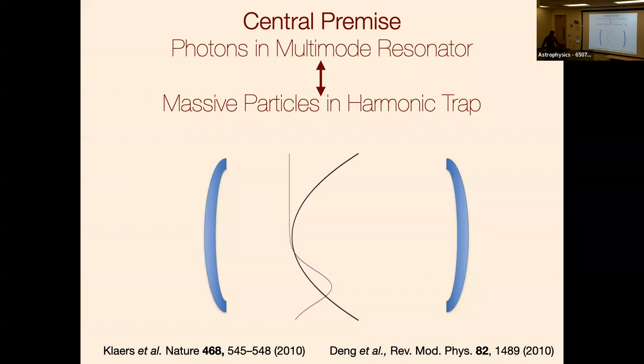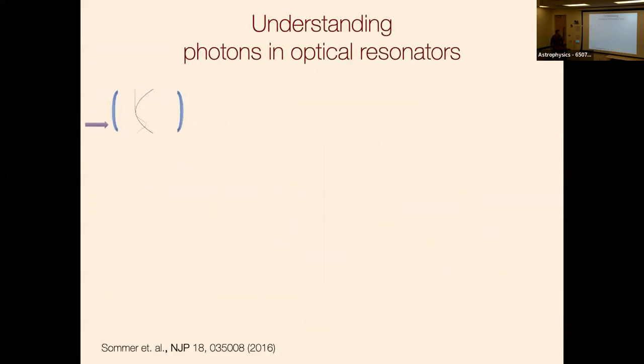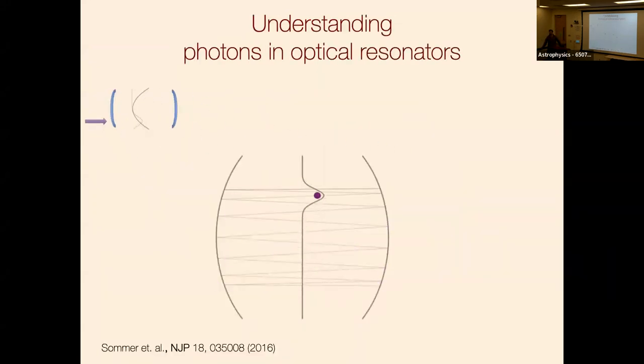The analogy here is if I send light into my cavity away from the cavity axis, this is an artist's rendition of a cavity. You see these two beautiful blue mirrors. The idea is that the light will then oscillate back and forth in this transverse plane like a massive harmonically trapped particle. So how can we see this analogy? Well, we could just ray trace the light in the cavity. And we see that the rays move back and forth like these massive harmonically trapped particles. So this is a qualitative intuition that what we're doing is right.